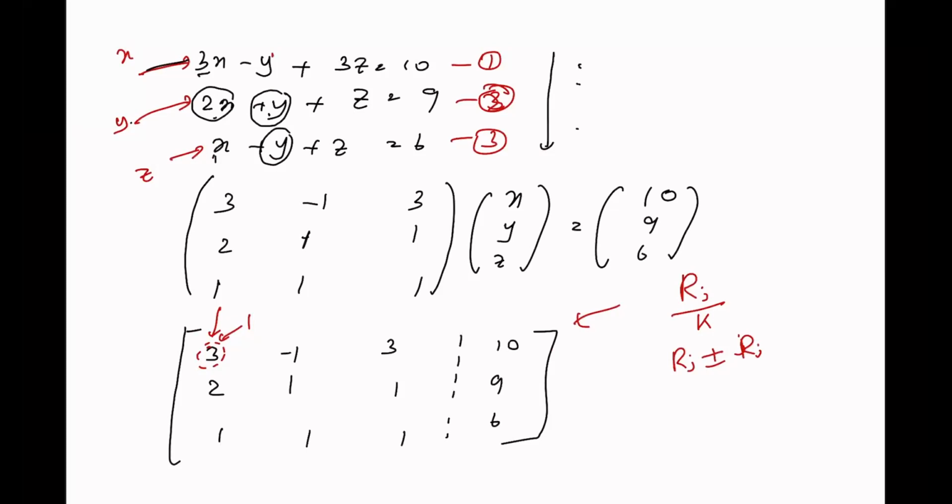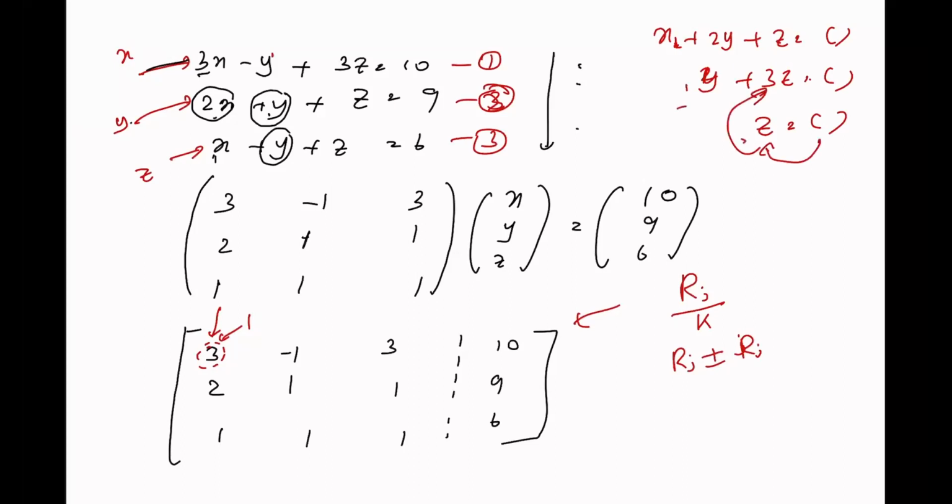Let's say you are left with this kind of equation: x plus 2y plus z equals something, y plus 3z equals something, and z equals something. If you know the value of z, you can easily calculate the value of y. If you know y and z, you can easily calculate the value of x using the first equation, using this reduced form. This is what we call Gaussian elimination.